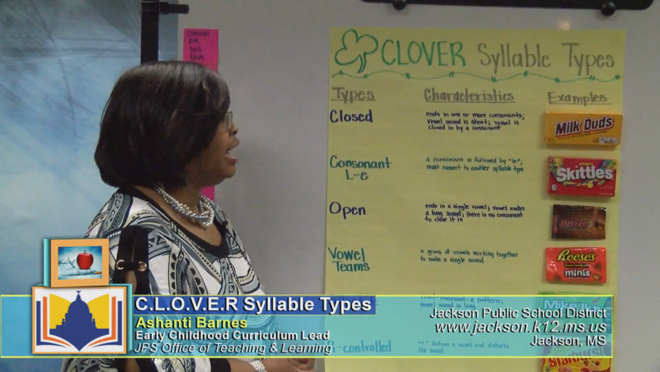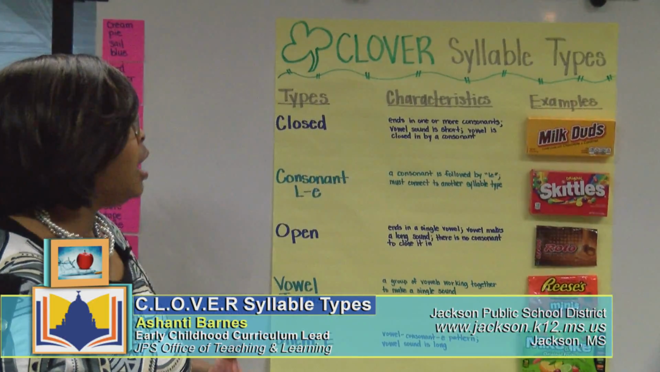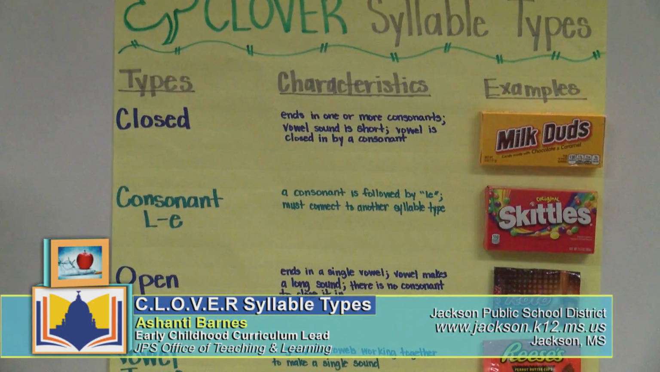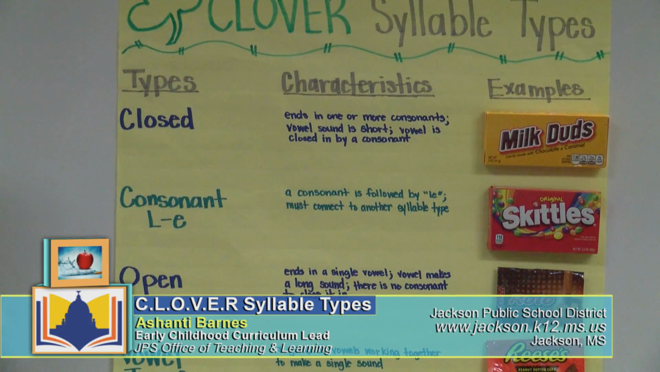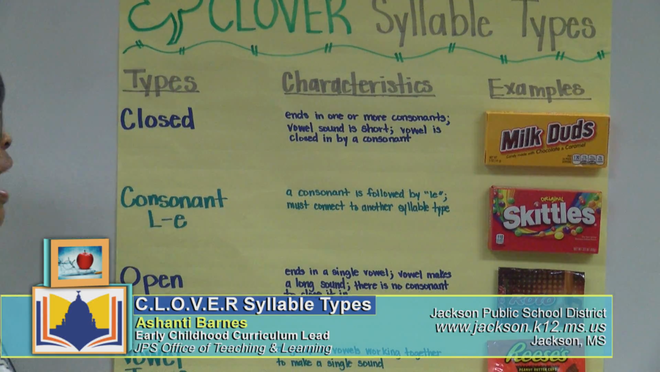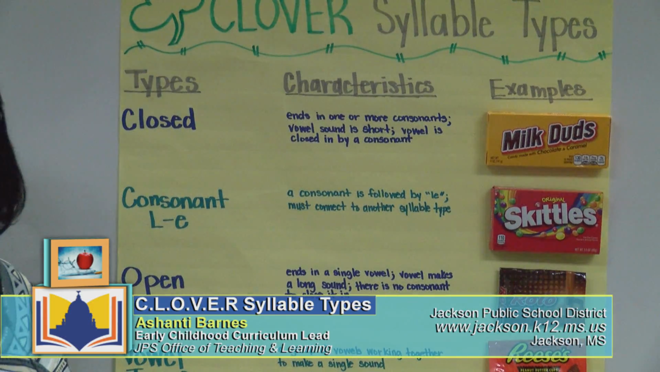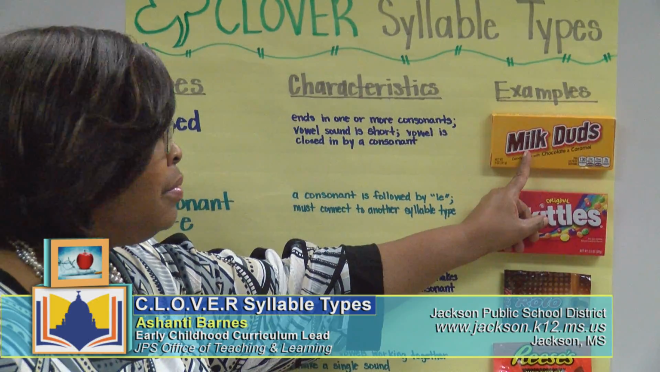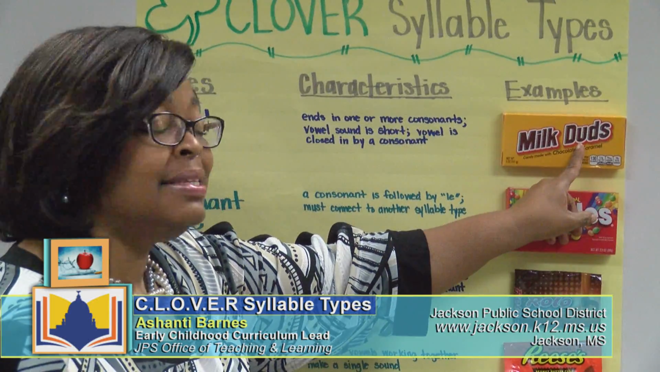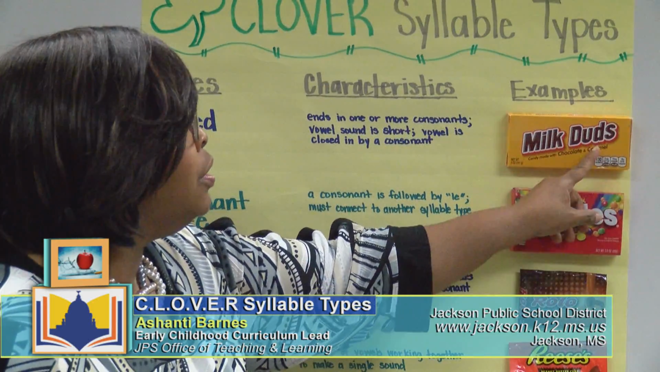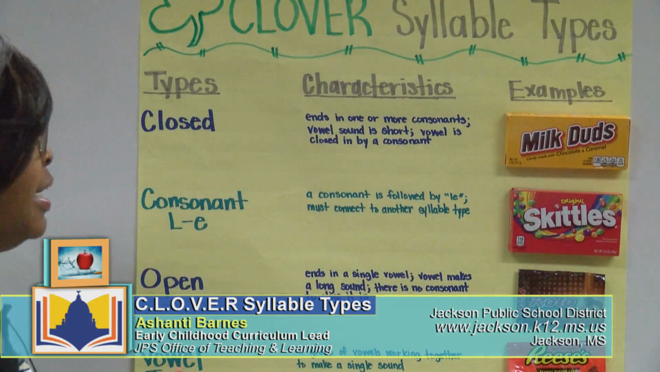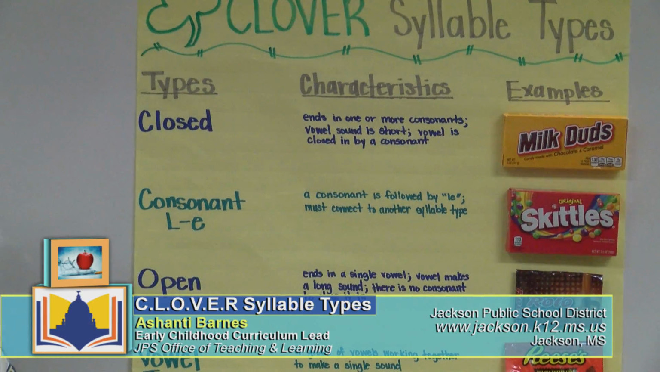So let's look at closed syllable types. These are some of the characteristics. A closed syllable type ends in 1 or more consonants. The vowel sound is short, and the vowel is closed in by a consonant. So I want you to look at my candy example. An example of a closed syllable would be the candy milk duds. If you notice, the vowel in milk is a short vowel, as well as the U in duds is a short U. And both words are closed in by 1 or more consonants. So milk duds helps us to remember what a closed syllable is.